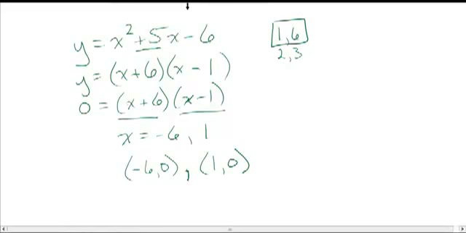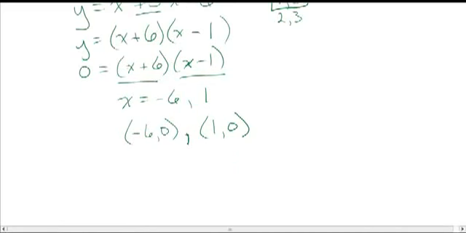Remember that if it's an x-intercept, that means the y value is 0. That's how we figured out what it was, by replacing y with 0. So, just pay attention to that. Alright, moving right along.